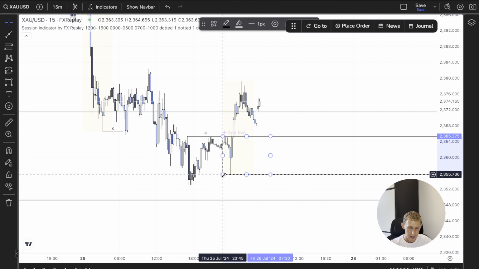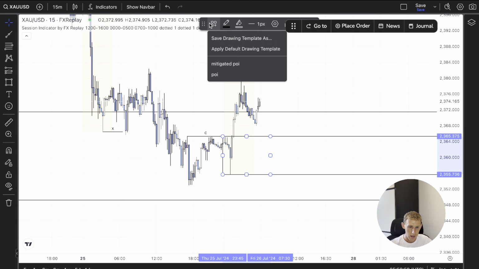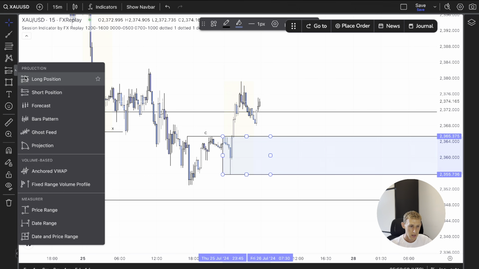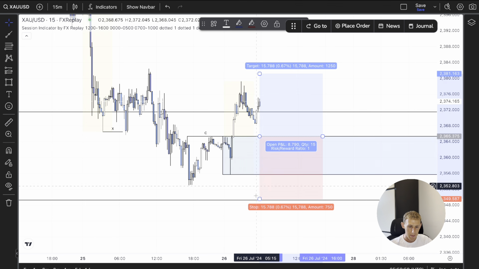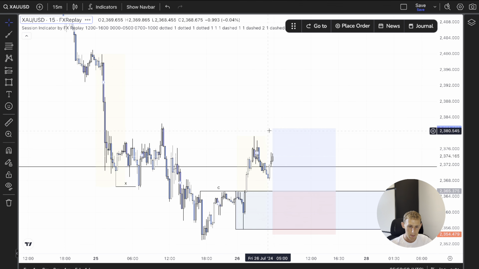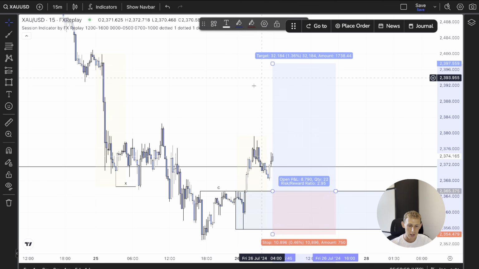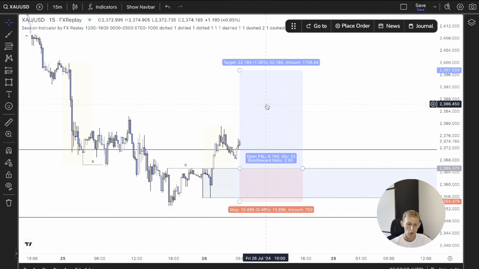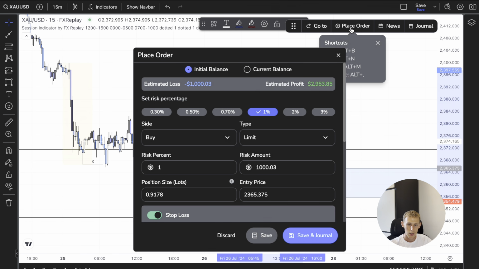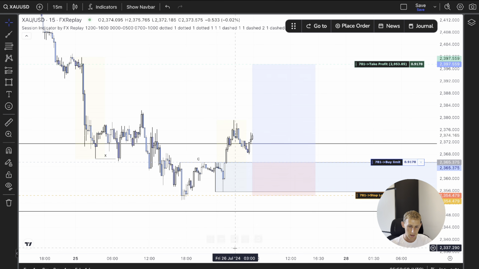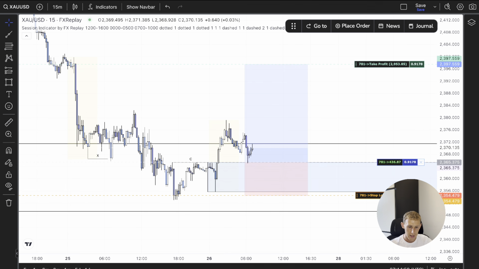Price has created this area of demand. If we just mark that on, this is a valid entry. I'm going to set my limit here, with stops slightly below the low. If you guys remember from last time, we were just doing a mechanical 1 to 3 TP. So if I place this order like so, let's see if it retraces.